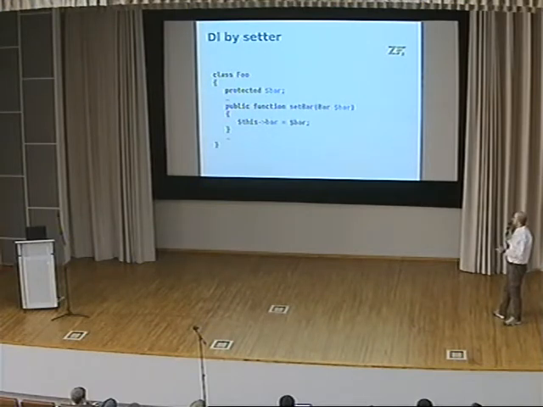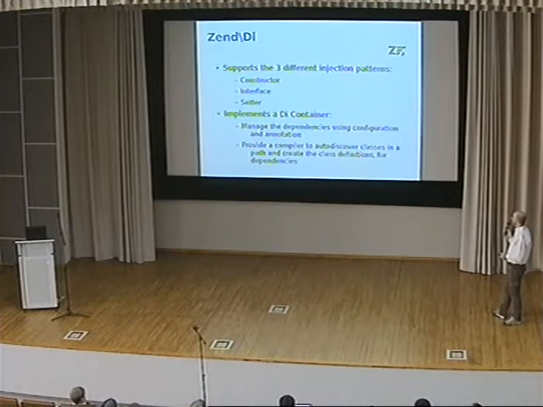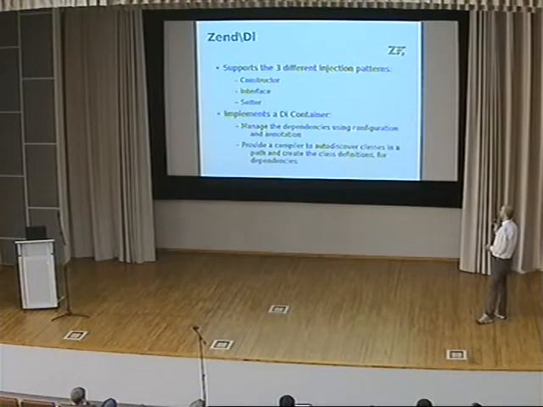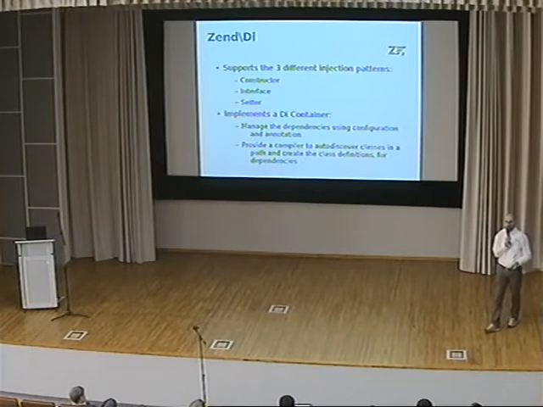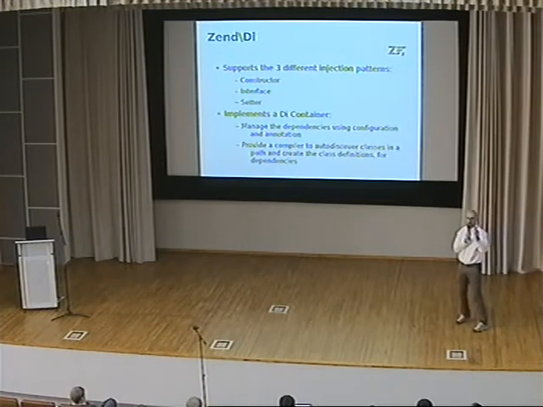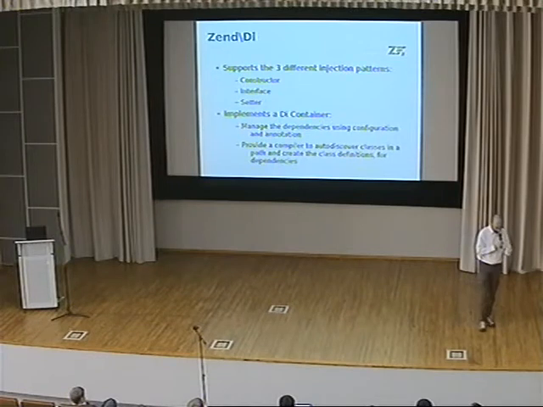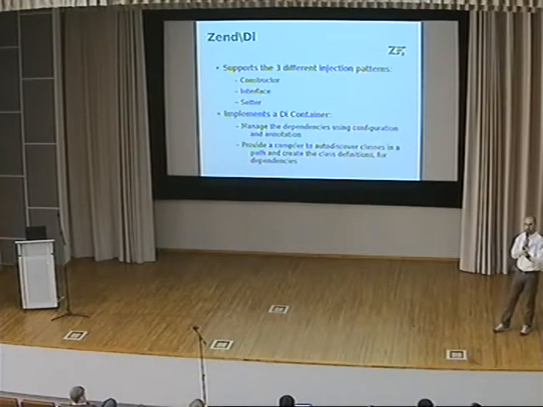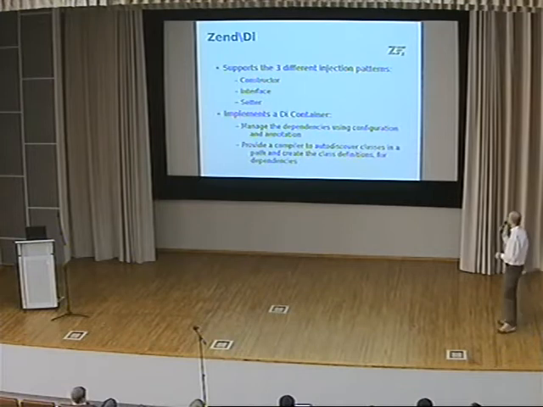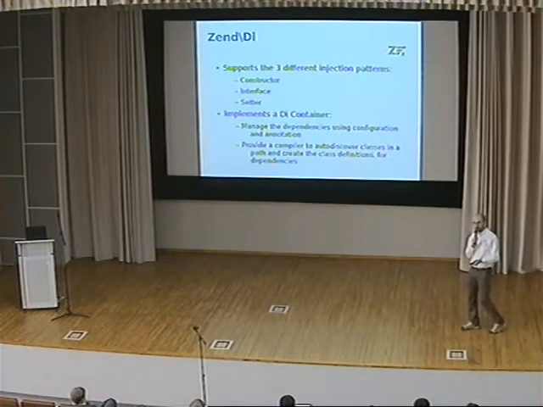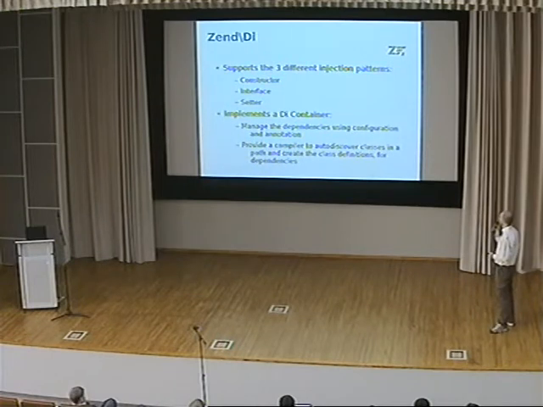This is the general idea. We implemented a class that is Zend DI, that is basically a DI container. That means this class is able to manage the dependency using a configuration file, and I will show you an example, or an annotation. So we use PHP doc to say that this class depends on the other class and so on. We provided also a compiler that is a tool that is able to auto-discover the dependency in your code. And I will show you an example.